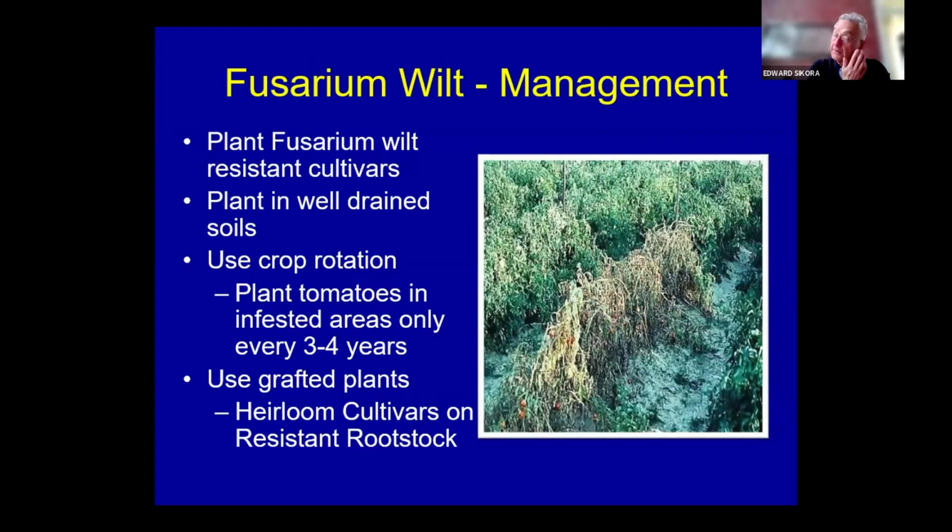So as far as management, best thing you can do is plant a Fusarium wilt-resistant cultivar variety. You can see a variety trial off to the right. That's an older slide, but hopefully you could tell which variety was susceptible to Fusarium and which varieties were resistant to it. So resistance does work well. It's the best control we have for this disease.